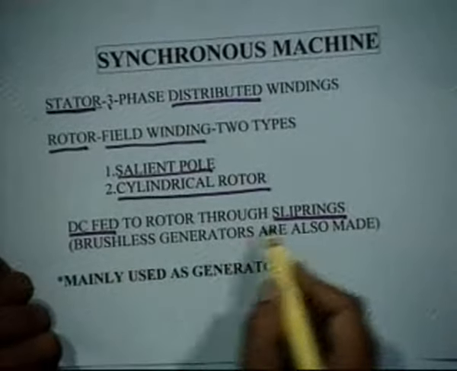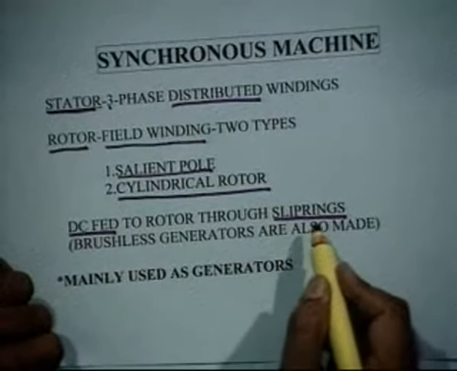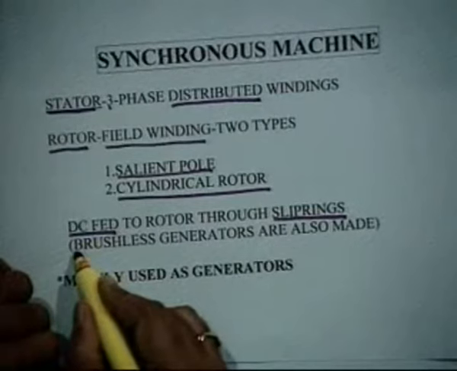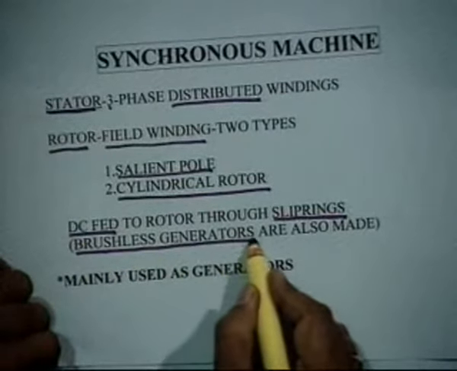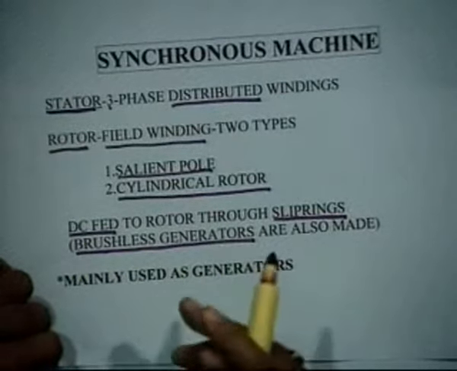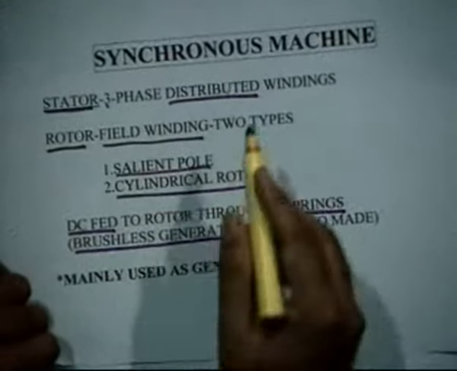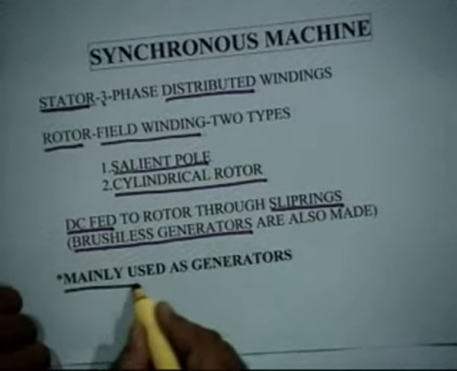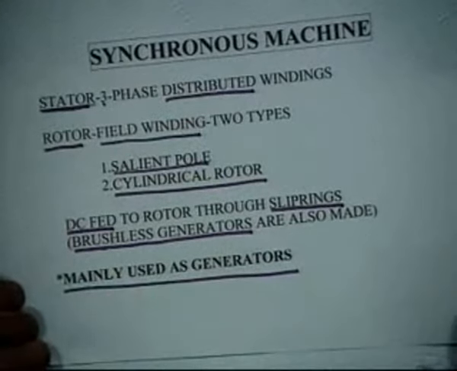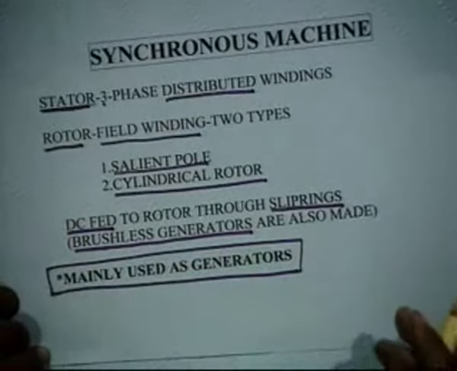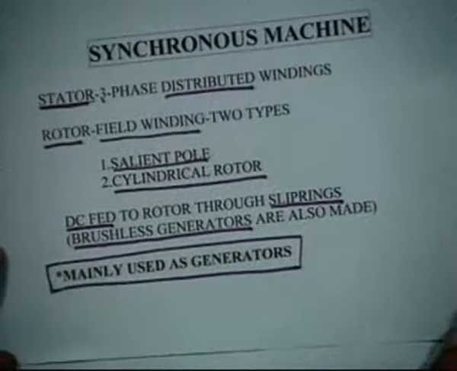Nowadays they are trying to avoid the slip ring and brush, because they create some problems. Therefore, in small ranges up to about 50-60 kilowatts, brushless generators are made, which use rotating diodes, etc. Synchronous machines are mainly used as generators, with very limited use as motors. More than 90% of electricity produced in the world is through synchronous generators.